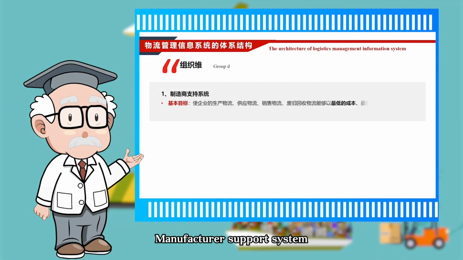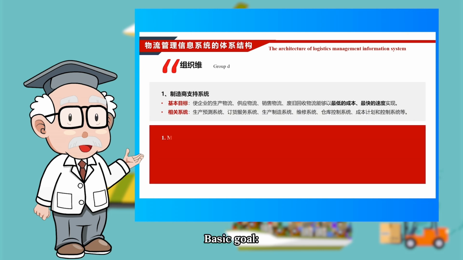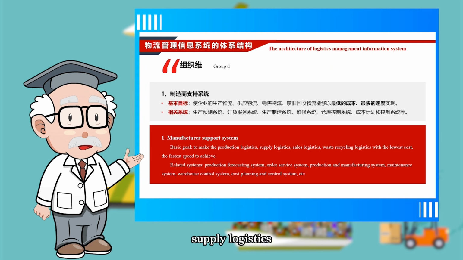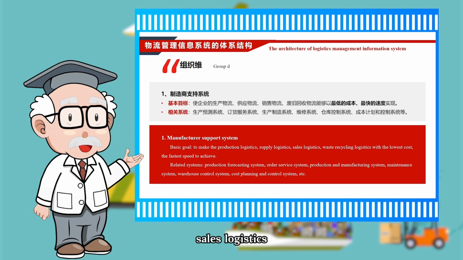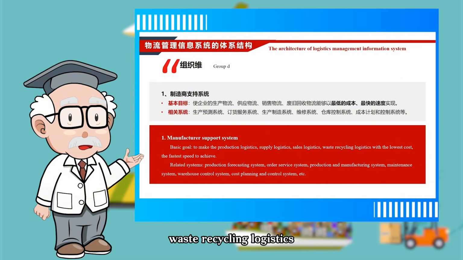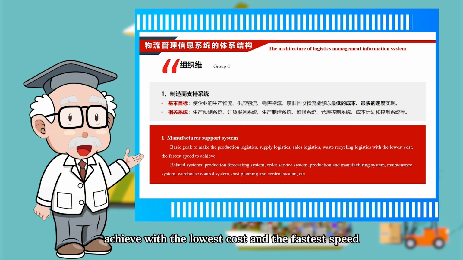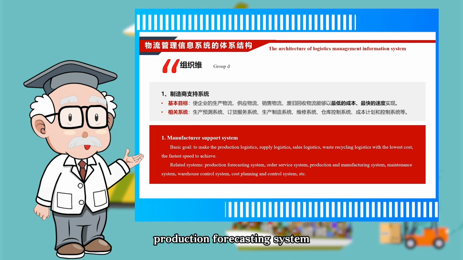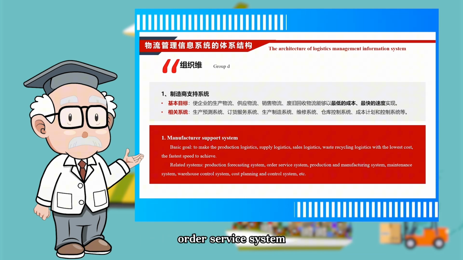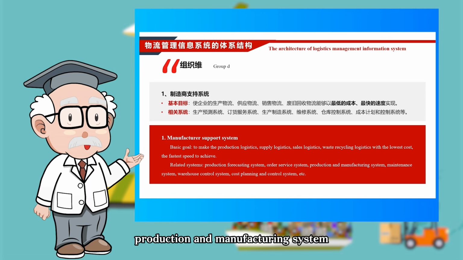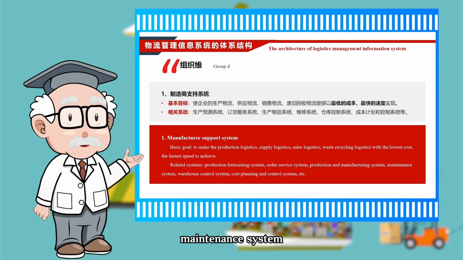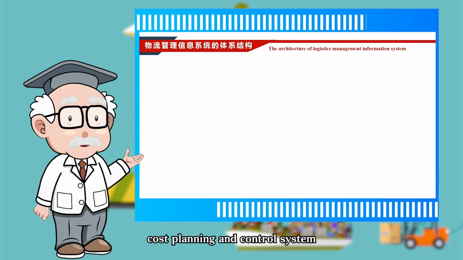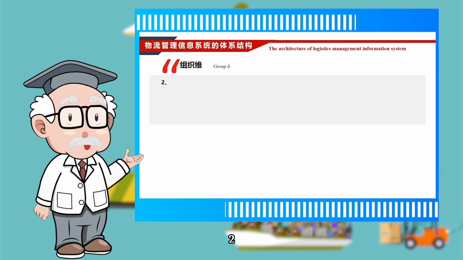1. Manufacturer support system. Basic goal: to make the enterprise's production logistics, supply logistics, sales logistics, waste recycling logistics achieve with the lowest cost and the fastest speed. Related systems: production forecasting system, order service system, production and manufacturing system, maintenance system, warehouse control system, cost planning and control system, etc.